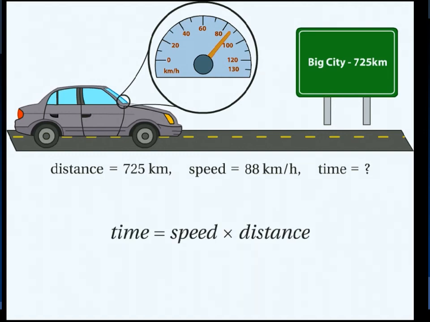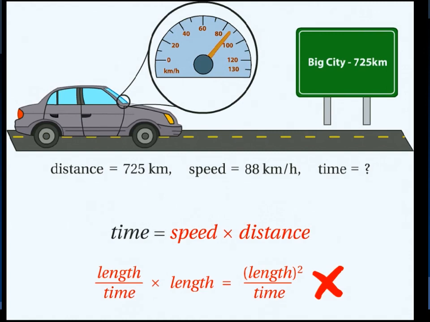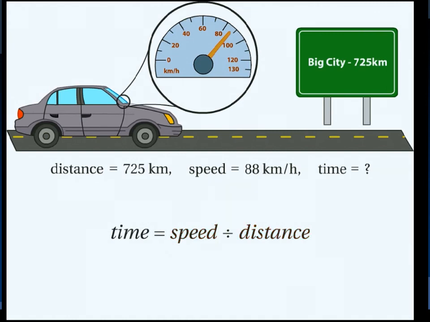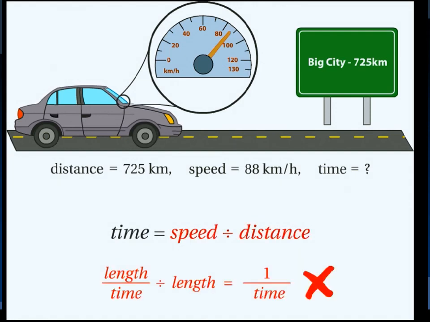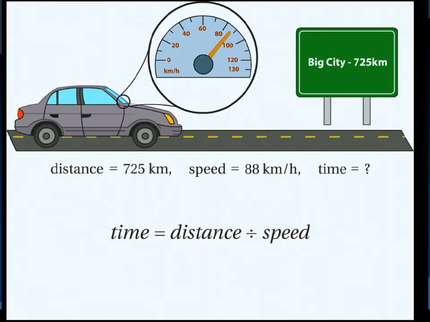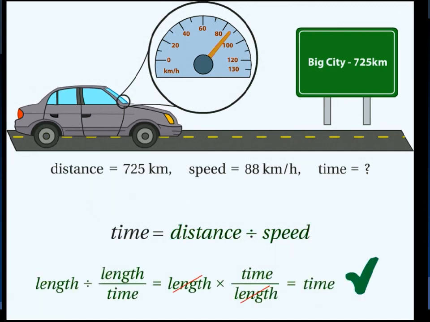Does time equal speed times distance? No. Does time equal speed divided by distance? No, but since the dimensions of speed divided by distance worked out to 1 divided by time, we next try the inverse equation. Does time equal distance divided by speed? Yes, this equation gives the correct dimensions.